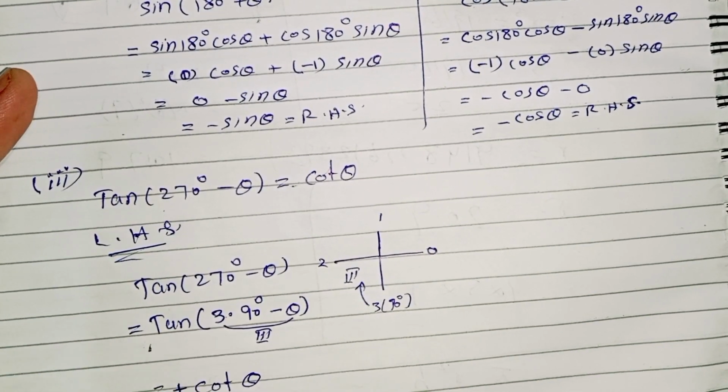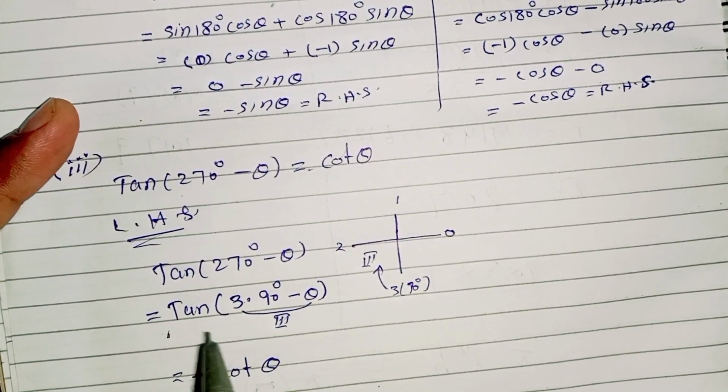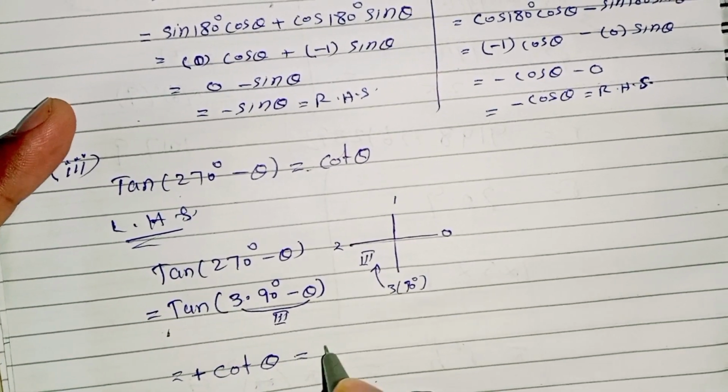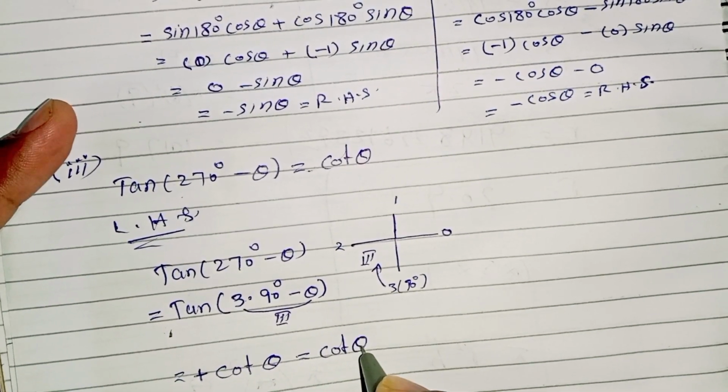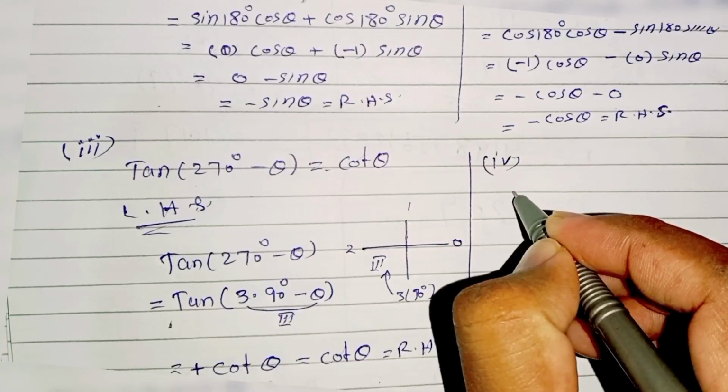Therefore the sign of the converted trigonometric function will be positive. So we have tan(270 minus theta) is equal to plus cot theta as required on right hand side.